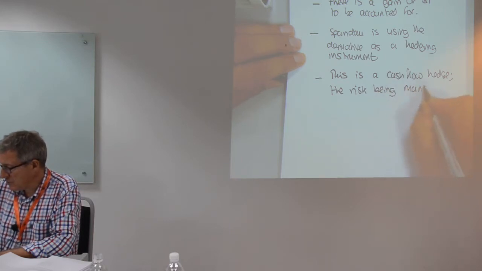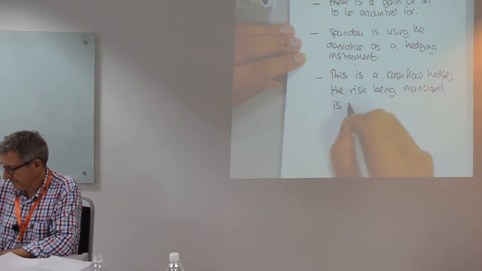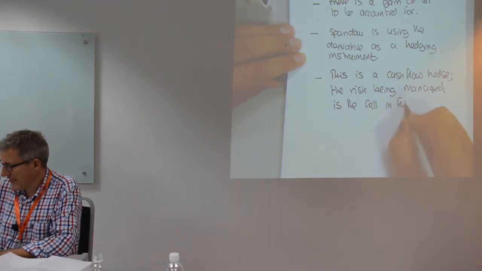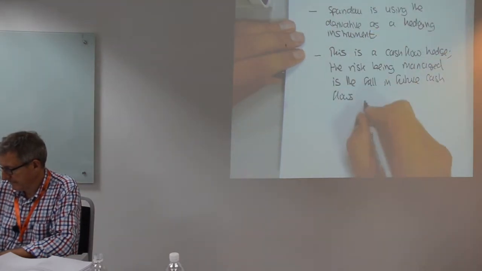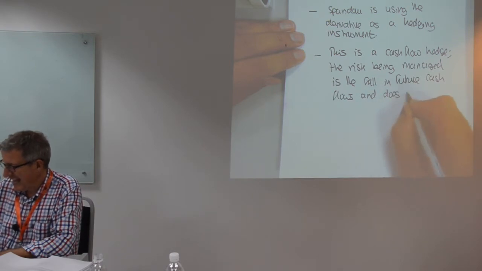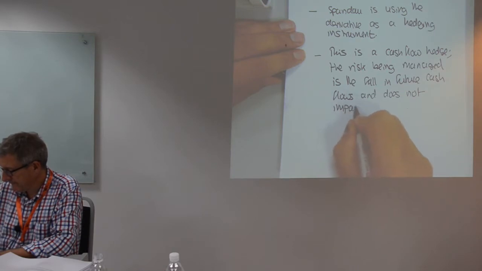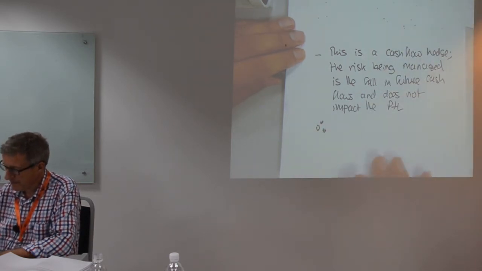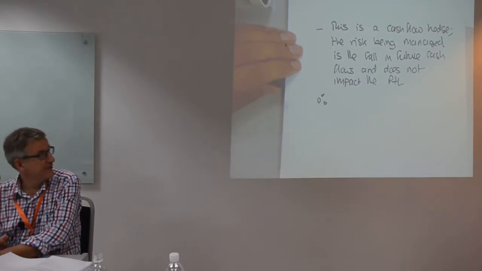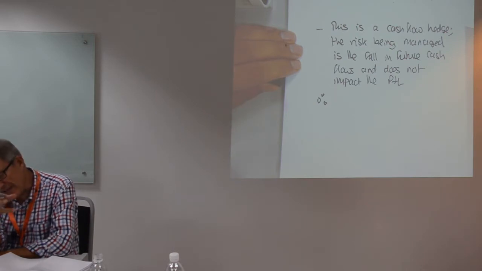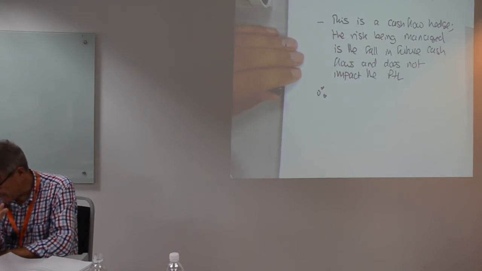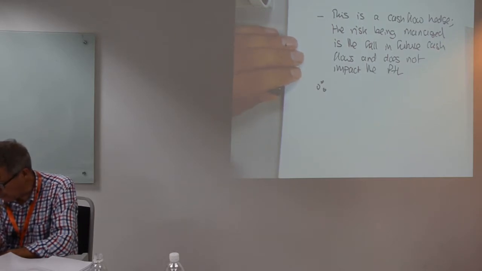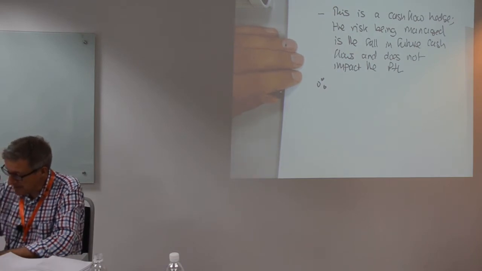The risk being managed is the fall in future cash flows and does not impact the P&L. This is a cash flow hedge. The risk being managed is the fall in the future cash flows. In future, when we sell the inventory, then the loss will appear. But we haven't got the loss in this year's accounts. So this is a cash flow hedge. It does not impact the P&L.